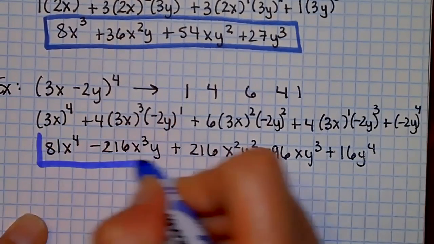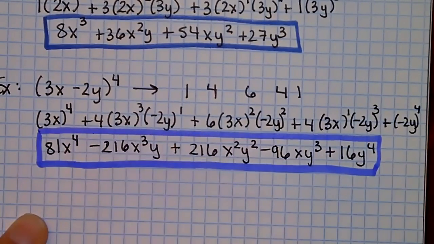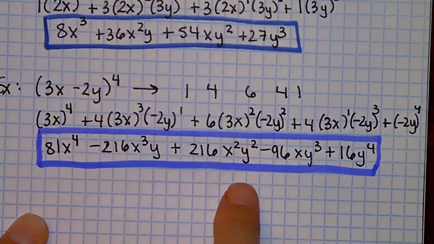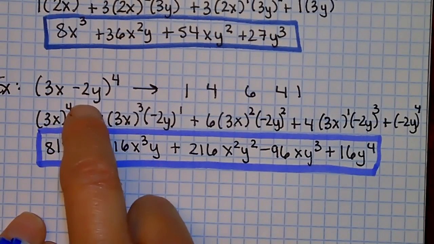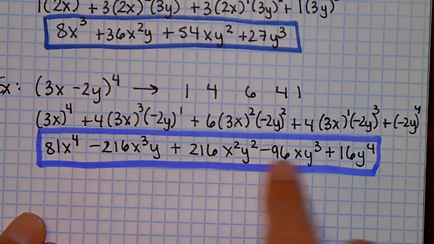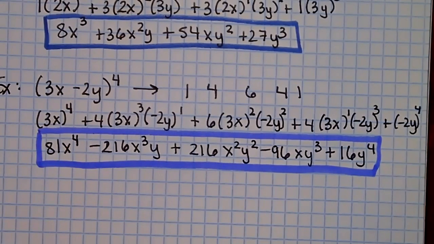And that's your answer. And again, I know this looks like a little bit of effort, but it's much easier than taking 3x minus 2y, 3x minus 2y, 3x minus 2y, 3x minus 2y, and multiplying it out. I think it's a little faster. And that's the end of our notes for today.